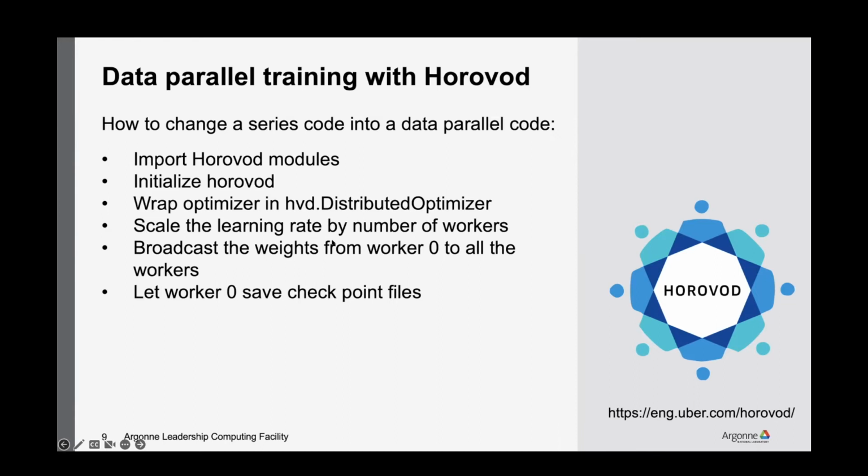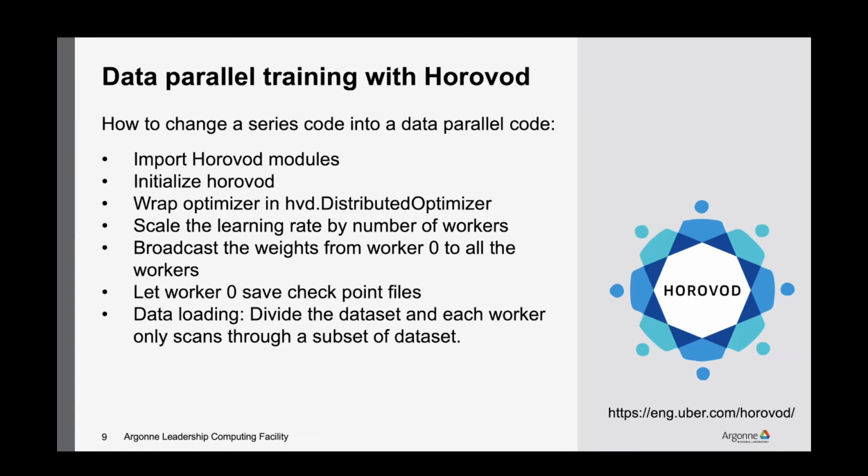And then scale the learning rate, as I already mentioned, and broadcast the weights from worker 0 to all the workers. This is to keep all the workers at the same starting point. And later on, of course, through the allreduce, they will be synced together at each step to have the same model. And if you have a checkpoint, you will just want one worker to do the checkpointing. Okay, so this is very simple. There are steps, and you can see how to make the change in the code.